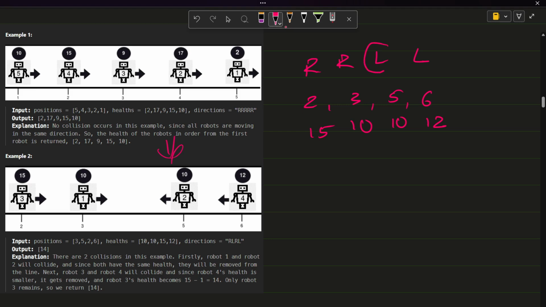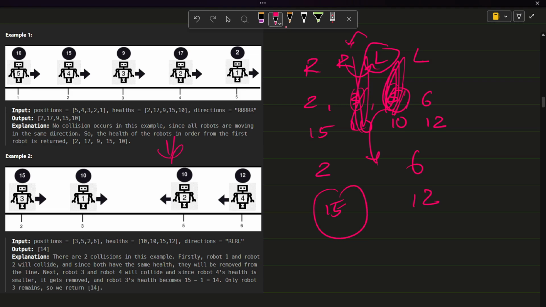Now, as soon as this left one is encountered, these two will collide. This one is having health 5, this one is having 3. So this will be completely erased, and the new scenario will be 2, 15, decremented by 1, 4, 10. Oh, sorry, these are of equal health. So both will be removed. So the final case will be this one. Here, this one is having larger health, this one is having lesser. This will be removed. So final answer will be 14.